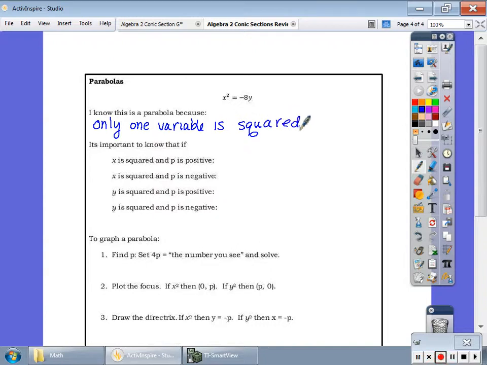It is important to know that if x is squared and the p-value that you find is positive, this parabola opens up. Okay? If x is squared and p is negative, the parabola opens down. Y is squared and p is positive, the parabola opens right. And then y is squared and p is negative, the parabola opens left. Now, you don't have to memorize that because it's given to you in your formulas.